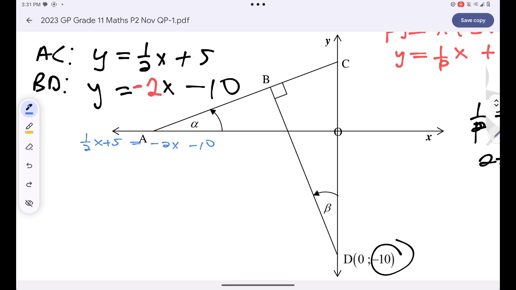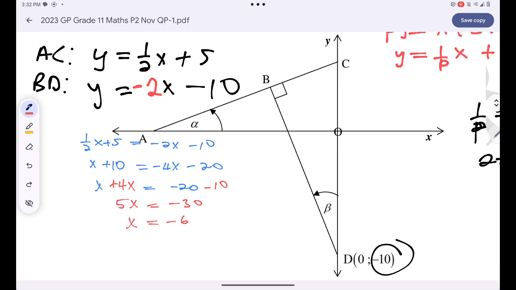The first thing I need to do is to remove the fractions. That means I must multiply each and every term by the LCD, which is 2. I'll simply have x plus 10 is equal to negative 4x minus 20. And then whenever I bring the 4x to the other side, it will be positive 4x. Whenever I take the 10 to the other side, it will be negative 10. And then I'll have 5x is equal to negative 30. Then x is equal to negative 6.